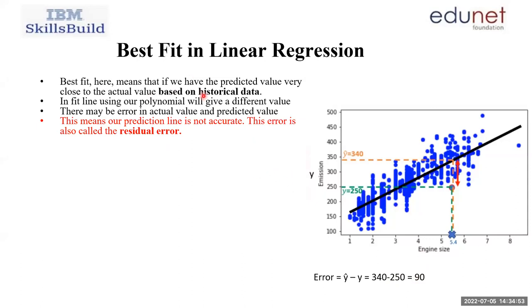Best fit means that the predicted value is very close to the actual value based on historical data. In the fit line, we may get a different value. This may be an error between the actual value and the predicted value. This means that our prediction is not accurate, and this error is called the residual error. Here the value 90 is the difference between the actual value and the predicted value. Here the actual value is 340 and the predicted value is 250. There is a difference of 90 here. This is the residual error which happens during the regression prediction.